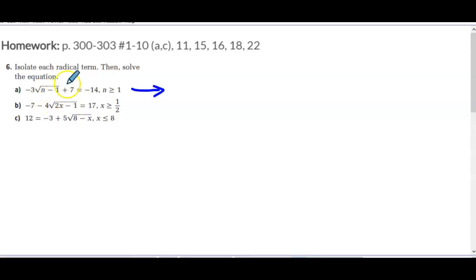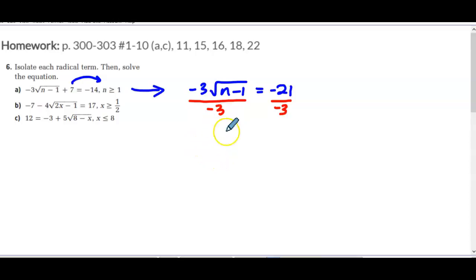So basically you always want to isolate the radical term, even if there's variables in other terms. In any equation, you want to isolate the variable. These radical equations have the variable in the radical. So by isolating, we're going to bring the 7 to the right. So that's going to be negative 3 root n minus 1 equals negative 21. Then if that coefficient divides into the right side, then divide it. If not, then you're dealing with fractions, so leave it, but in this case it does.